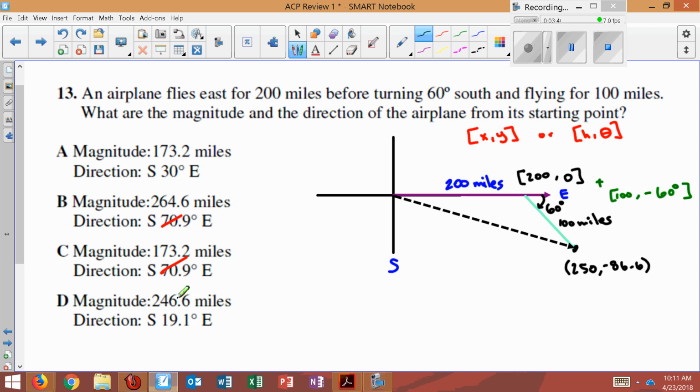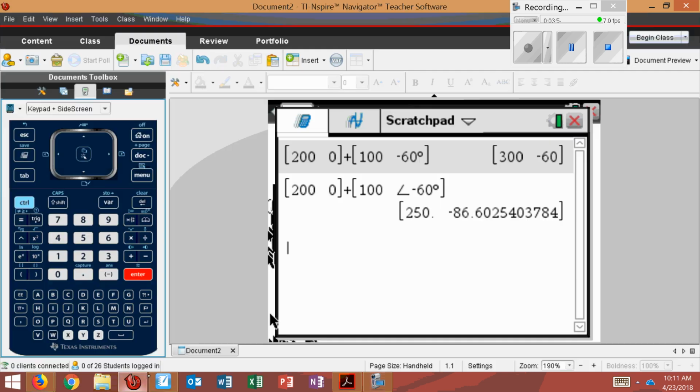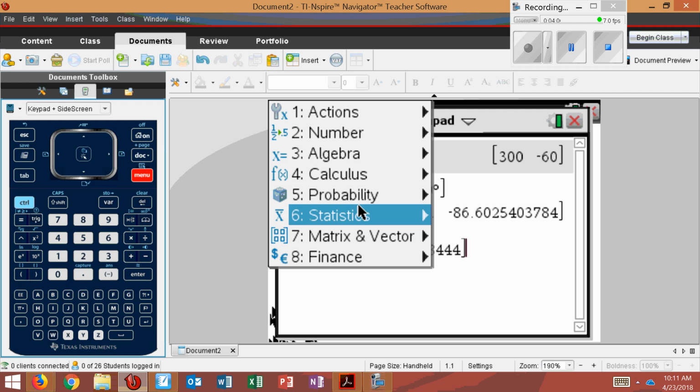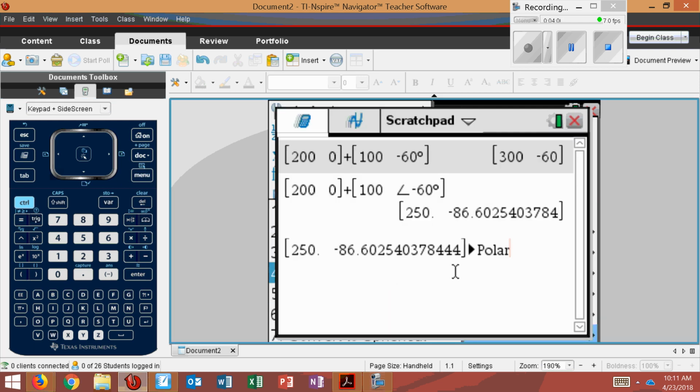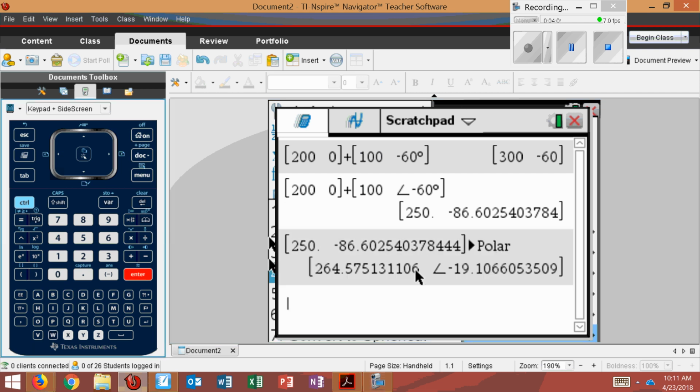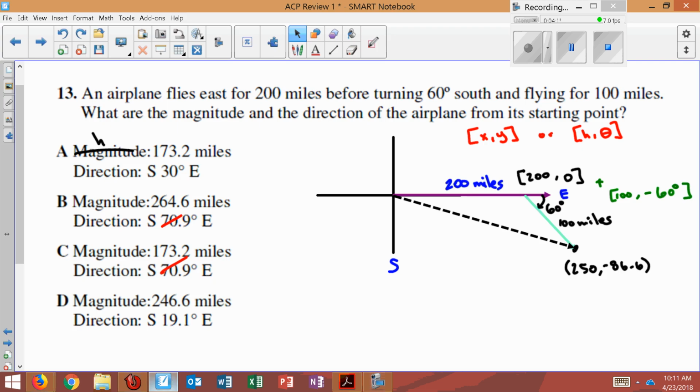But it doesn't ask for those values. It asks for the magnitude and direction. Now remember, magnitude is kind of like your h. So we're looking for h here. The way to do that is we come back to this, and we're going to convert this to polar. So we go menu, 7 for vectors, go all the way down to the bottom and see vector again, and convert to polar. This will change this x and y to an h and theta. So I get 264.6 and negative 19.1 degrees. Let's write that down: 264.6 and negative 19.1 degrees.